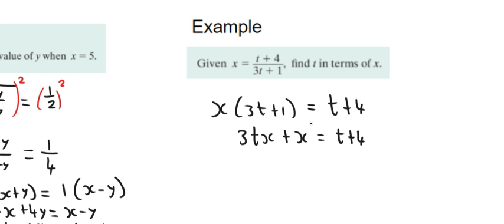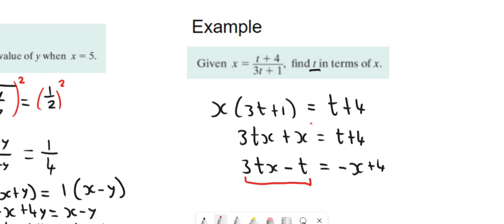We have a bit of work to do still. I'm trying to get t by itself. Now I've got a t here and I've got another t here. I'm going to bring all the t's to the one side, and everything else over to the other side away from it. So 3tx minus t is equal to minus x plus 4. That's just moving the t to the left hand side and the x to the right hand side. Now we still have issues here, but at least we have all the t's on one side.